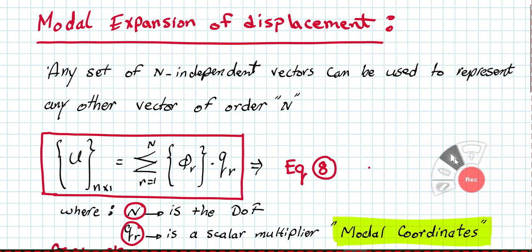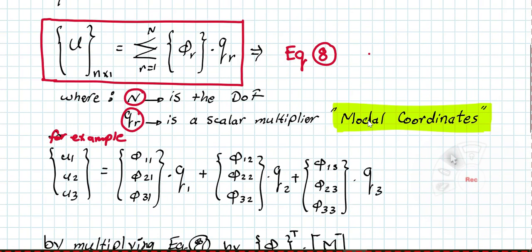Let's go a little bit into the understanding of this equation and go through it in a better way. Here n is the degree of freedom, so we have n degrees of freedom. If we have 3, then we expect these vectors to be 3 vectors. And for q r, it is going to be n q r's, so n scalar multipliers.